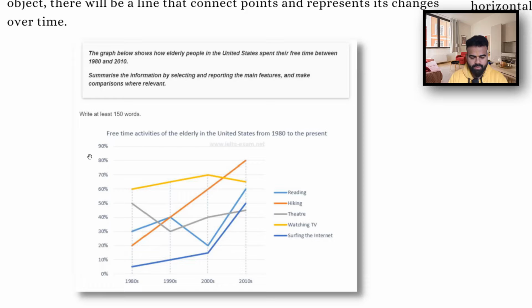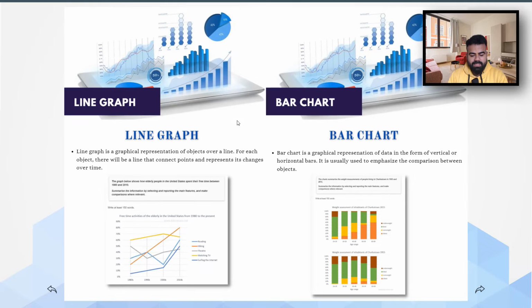You will have different elements. You will have something on the x-axis and then you will have something on the y-axis, and those elements would be compared using these x and y-axes. So here these elements are compared over a time period, and how the percentage has changed over the particular time period, right? So these were the line graphs.